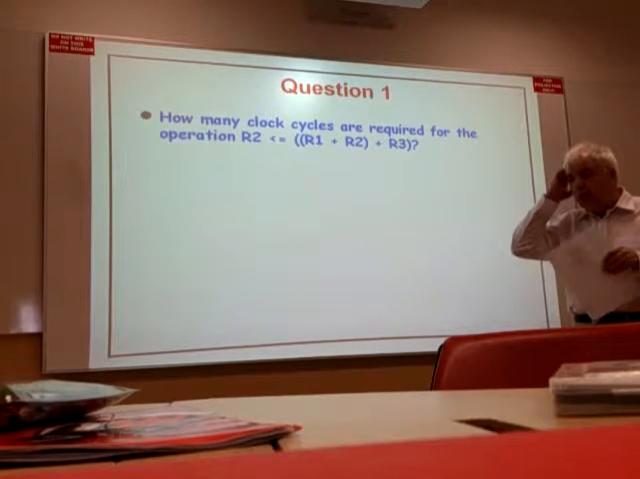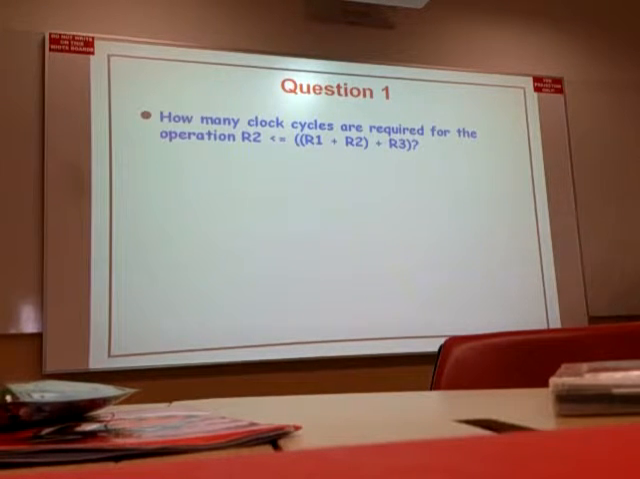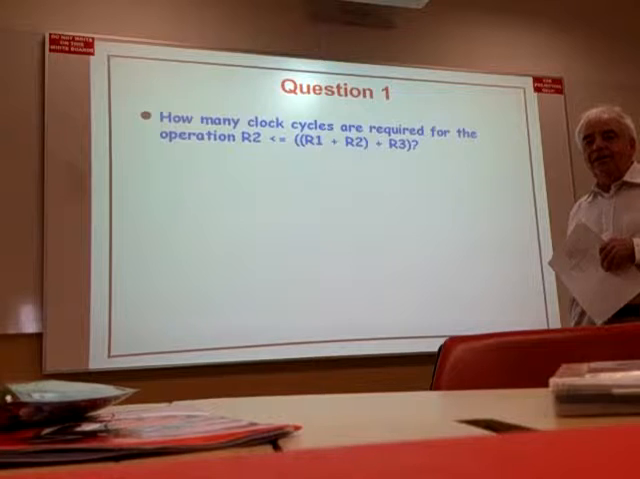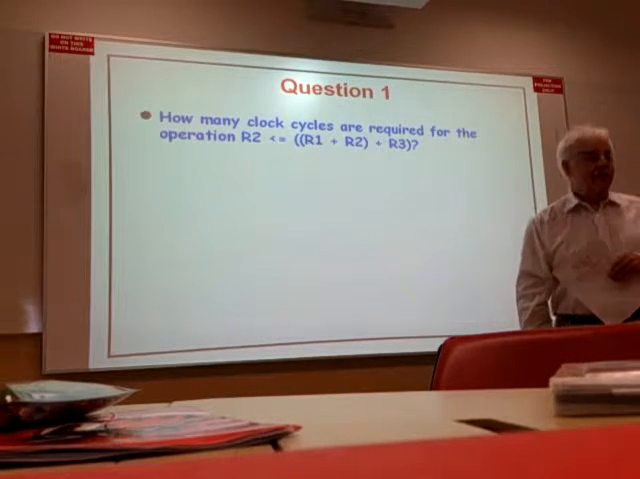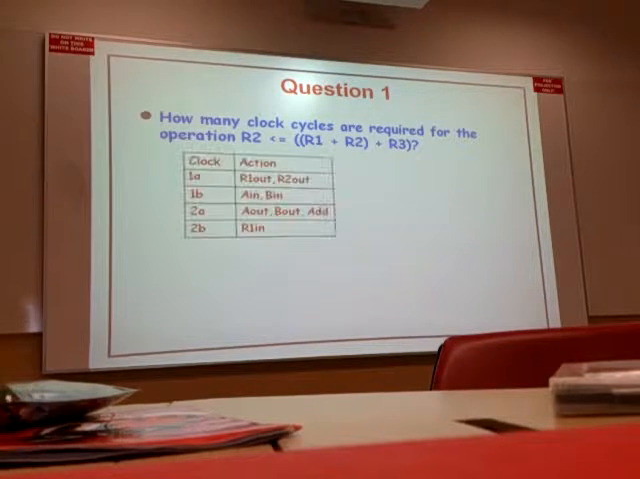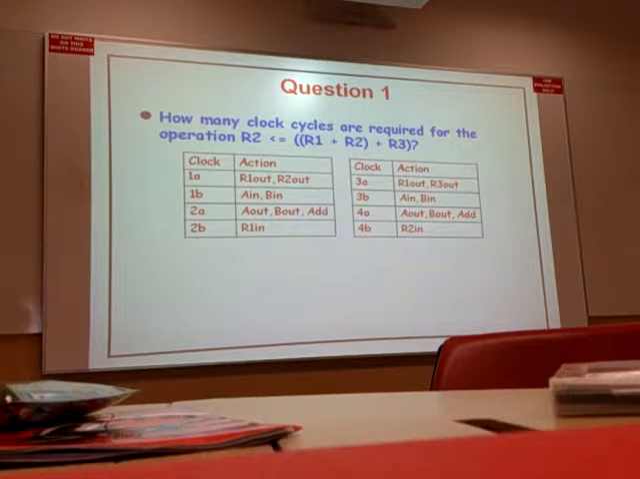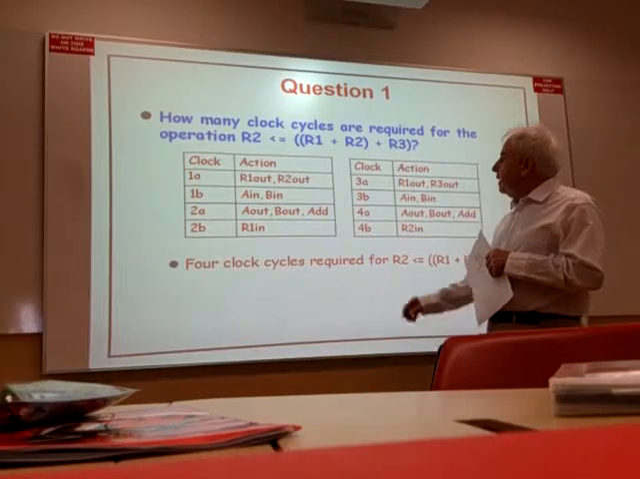How many clock cycles will be required for this one? 4? 2? 1? Somebody can do it with 3? I think it's 4. Somebody can do it with 1? Cannot just say 4.